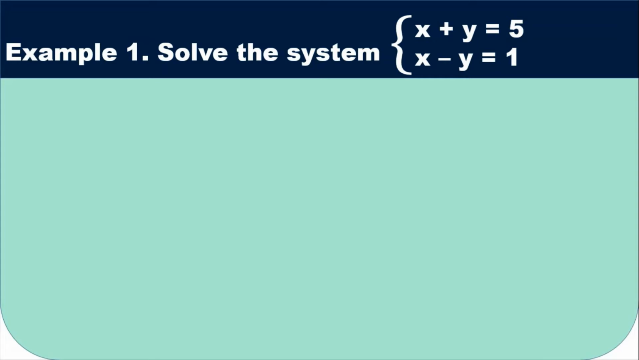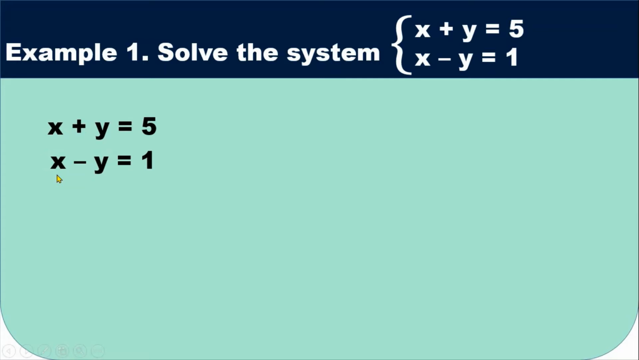Let's have an example. Solve the system x plus y equals 5, x minus y equals 1. Here are the two given equations. From the name of the method that we will apply, elimination, we will eliminate one of the given variables. To do that, see to it that the variables that we want to eliminate have the same numerical coefficients.